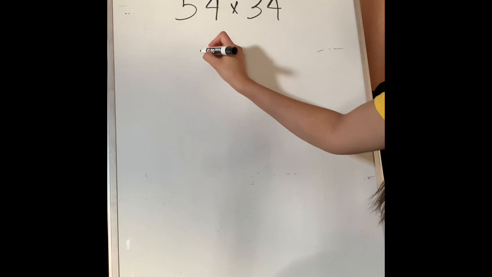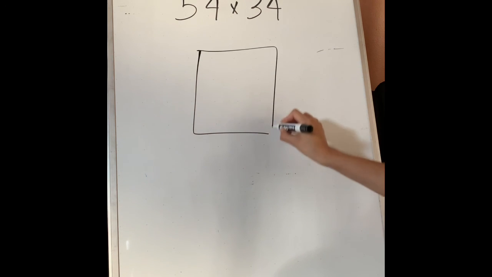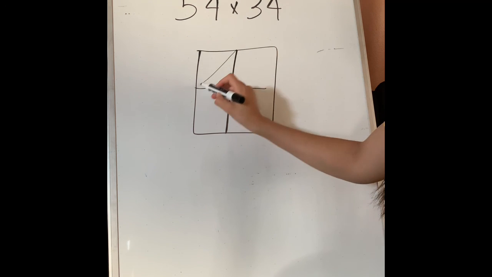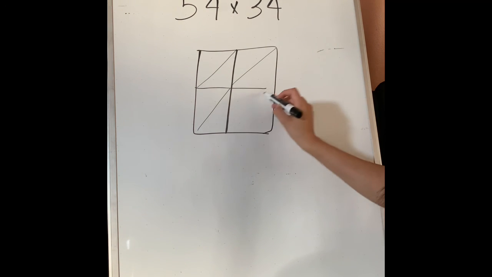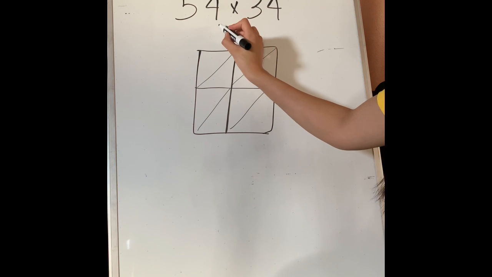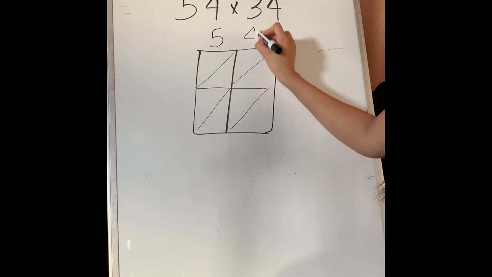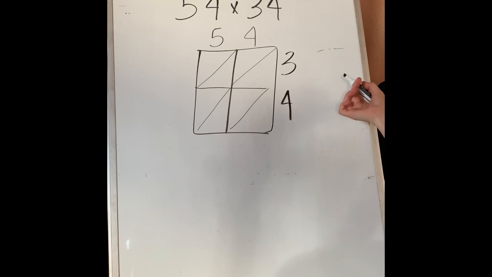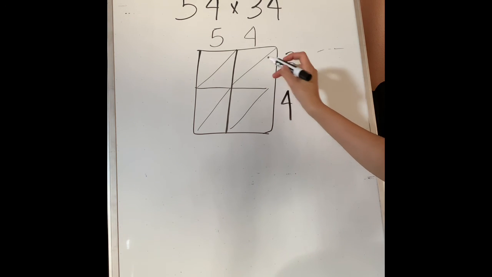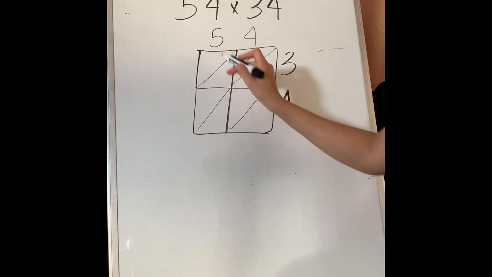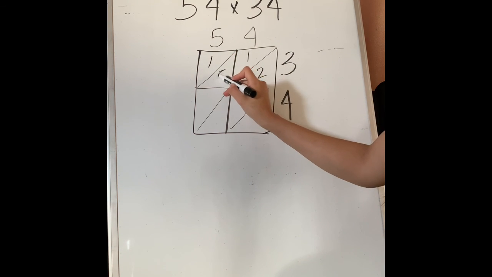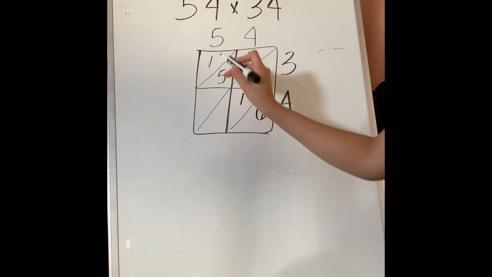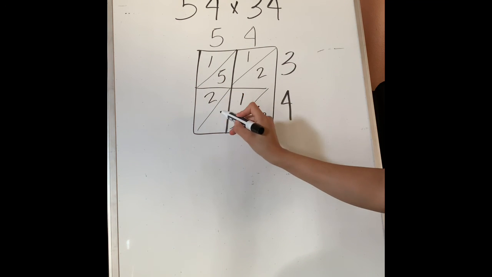Okay, so one of the practice problems for the 2-digit ones was 54 times 34. So now I'm going to set up my lattice, divide that into 4, draw my diagonal lines, put my number 54 on the top since it came first, and 34 on the side. Then I can start to multiply. 4 times 3, 12. 5 times 3, 15. 4 times 4, 16. 5 times 4, 20.